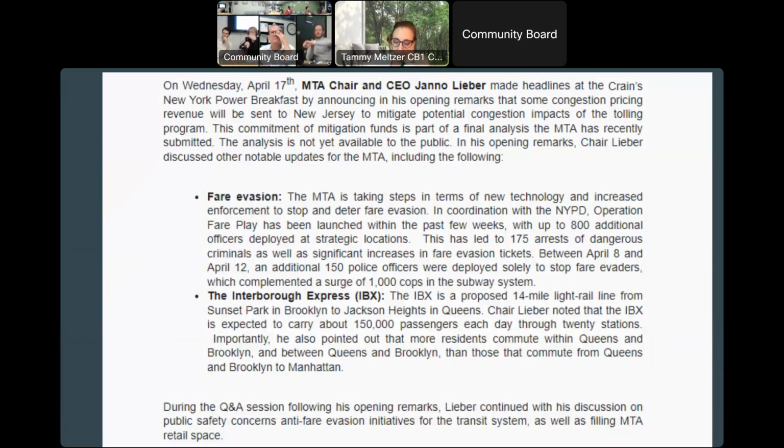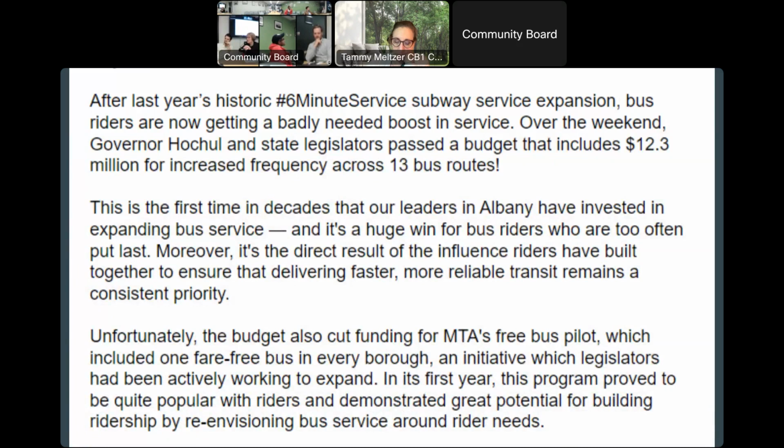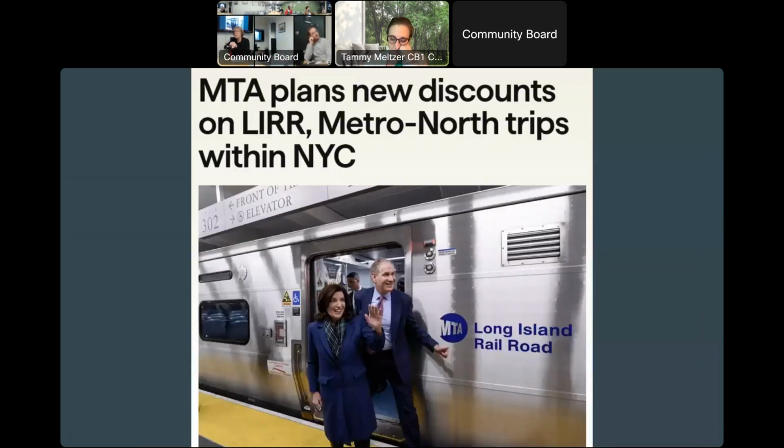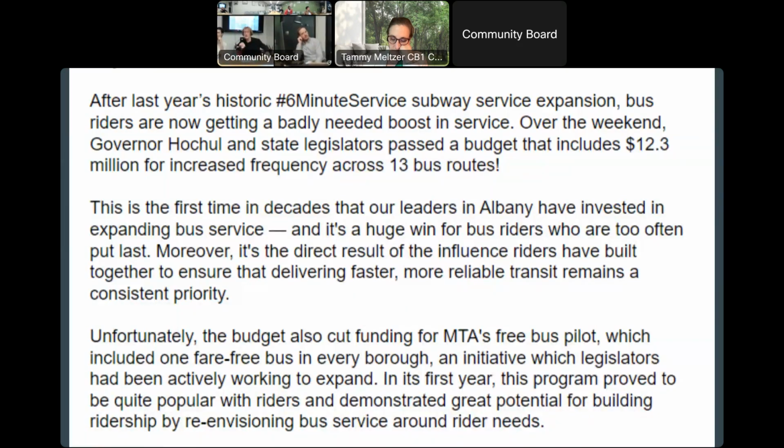Oh, the fare evasion, the usual, we're having all kinds of problems. The MTA is going to do something about it, and we'll see. On the 6-minute bus service, they're trying to increase the amount of service that's out there because of congestion pricing. We'll see how that goes. But Albany did put money in the budget for that, so hopefully it will come through. But there will be a trade-off. The free bus pilots that are out there will not be renewed.